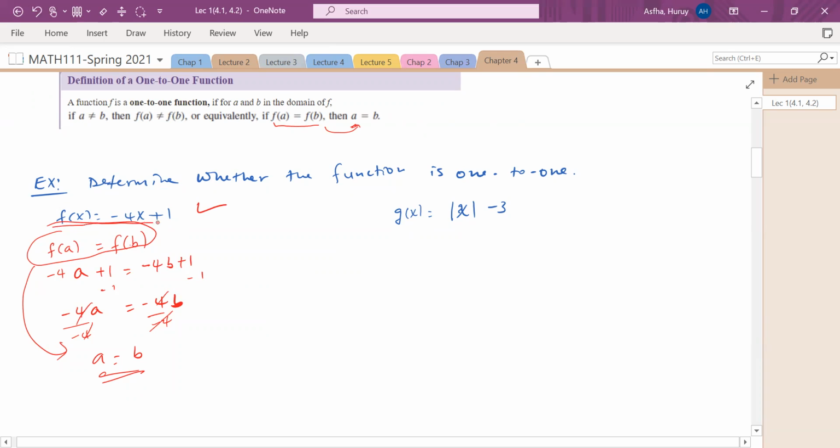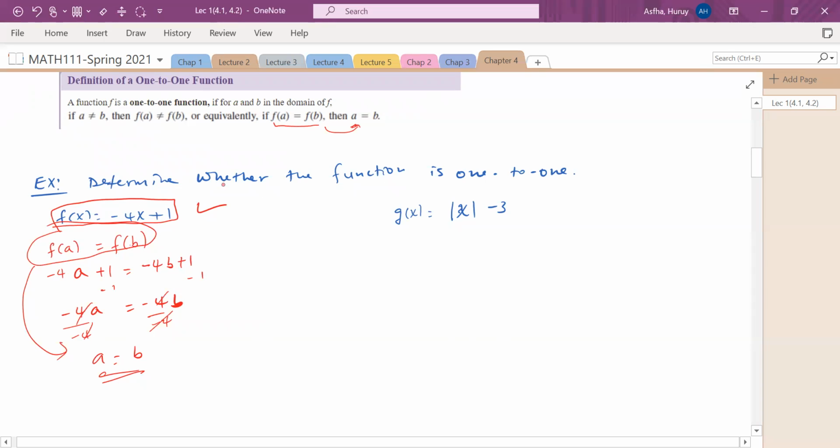And well, this is a linear function. This is a straight line. And any linear function is a one-to-one function. Okay. Here we showed it only for one specific function, which is given by this form. But in general, any linear function is a one-to-one function.